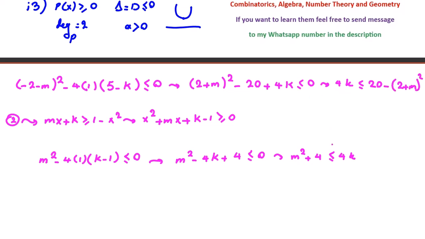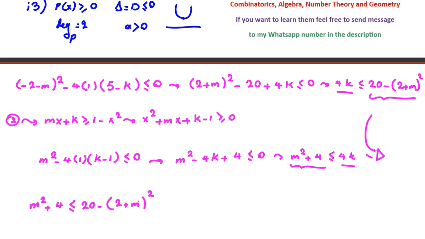If there exists a good k, then m will be good. So we should find a k that satisfies these two inequalities. When can we have such a k? If m squared plus 4 is less than or equal to 20 minus (2 plus m) whole squared, it will be good. Okay, so try to solve the rest on your own first.